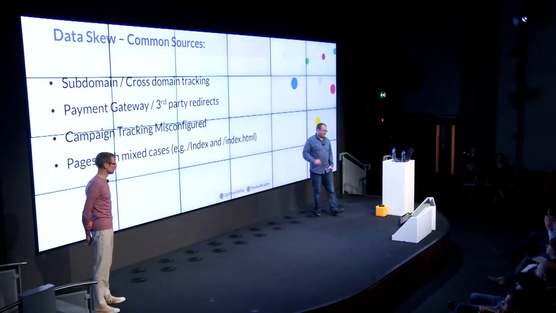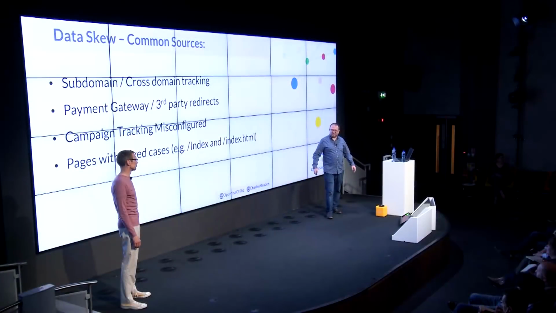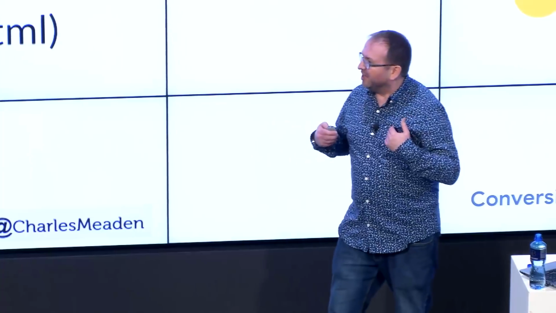And these are some other common sources of data skew that we see. Somebody didn't track the cross-domain or the subdomains. Payment gateways, campaign tracking misconfigured. I think we had a client that had 12 different ways to spell affiliate. Yeah, we've all been there. And also, upper and lower cases. Nothing I like more than when I'm trying to analyze search intent where somebody didn't bother to do an upper and lower case. It's fixable, it's just more time.